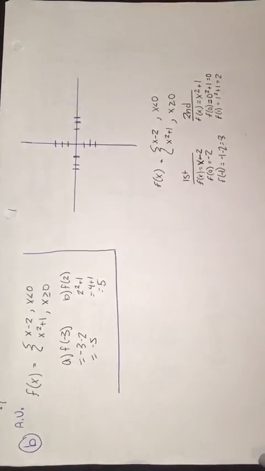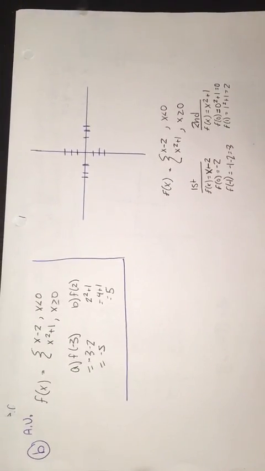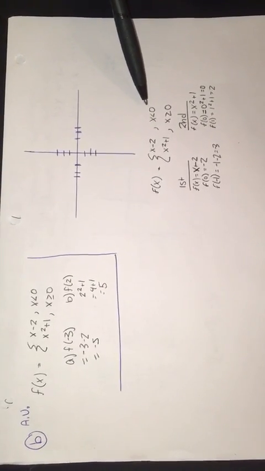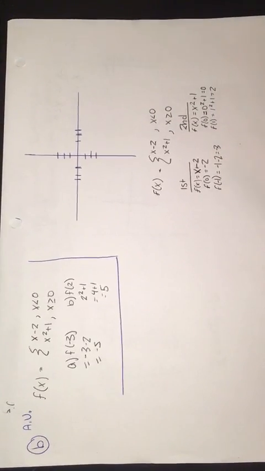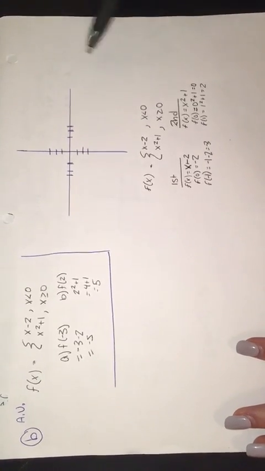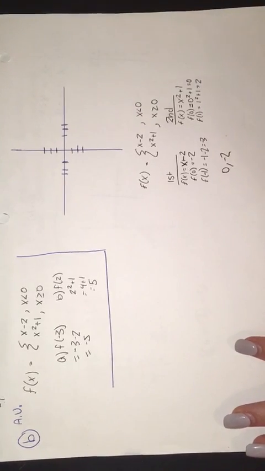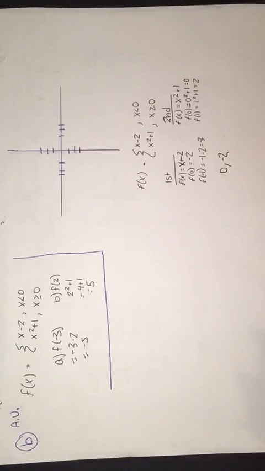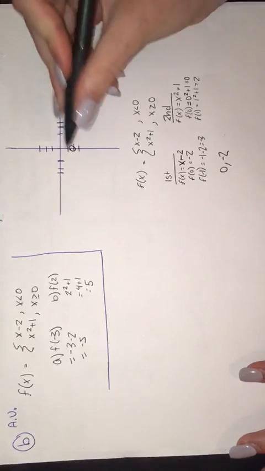Then to graph them, we could do this again and just plug in numbers. So for the first one, we can't use 0 because it has to be less than 0. But we'll still use it and just pretend. So f of 0 equals negative 2, and then the point would be 0, negative 2. And since you can't actually use 0, you're going to put an open circle around the point. So 0, negative 2 would be right here.